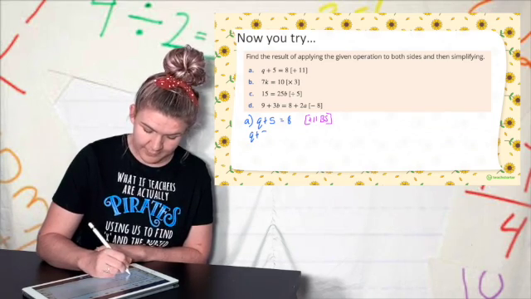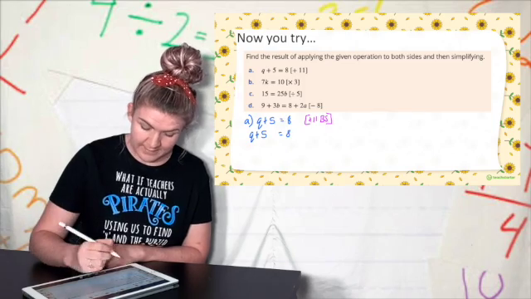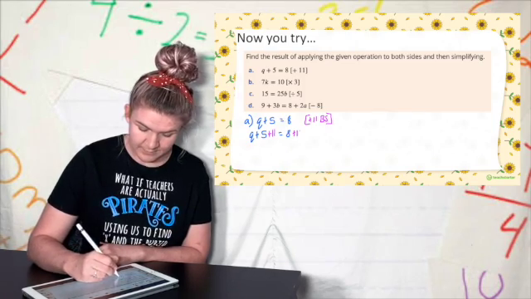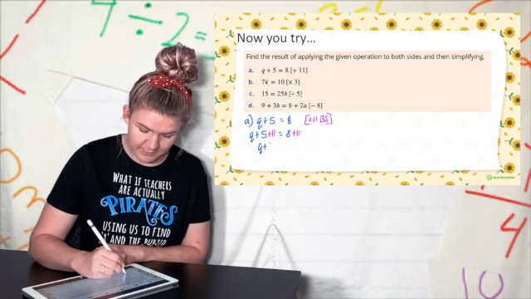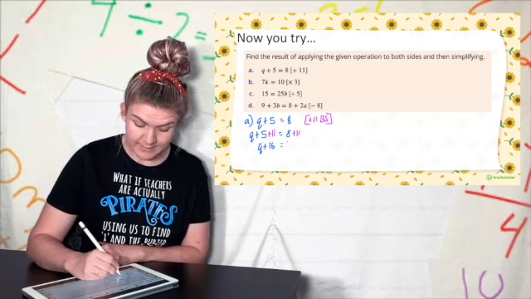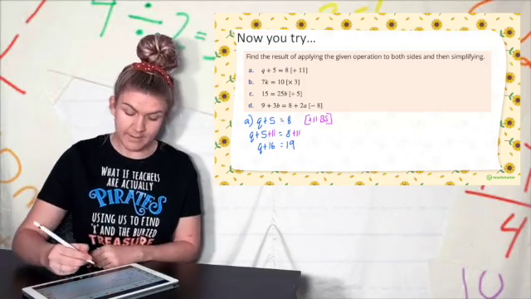Rewrite out my problem. Add in plus 11 plus 11. Simplify. 5 plus 11 is 16, so q plus 16 equals 8 plus 11, which is 19. All right, B.